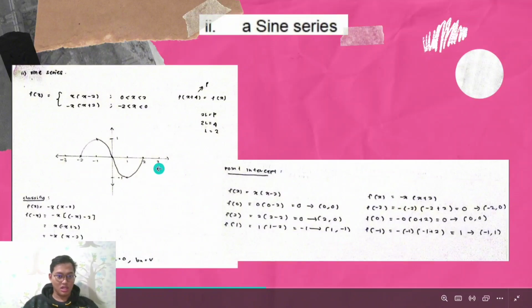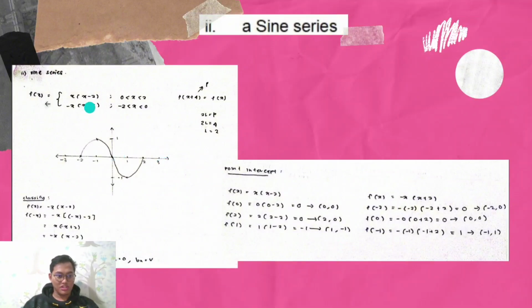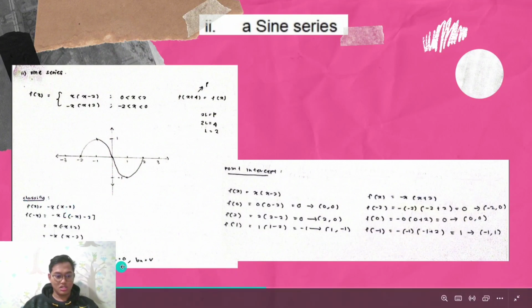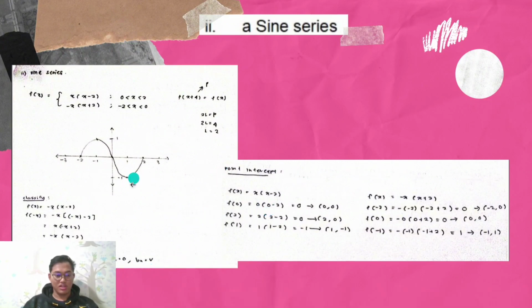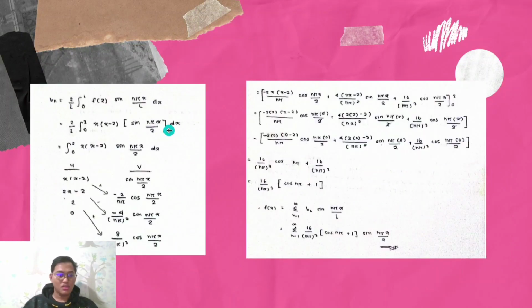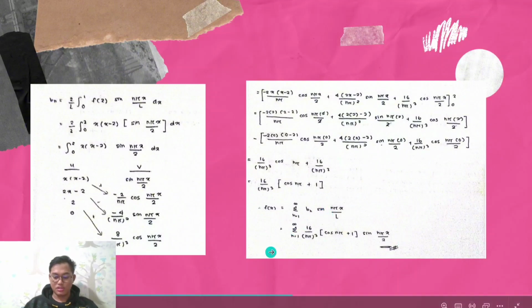Next, the sine series. So this is the function for the sine series. We classify the function and find that it is an odd function. So the value of an is 0, and we find bn. Next, the point intercept, substitute the value, and we get this graph. Next, find the value of bn, integrate the function. Then by using the tabular method, we will find the final answer. After we get the value, we just substitute it into the general form and we get the answer.